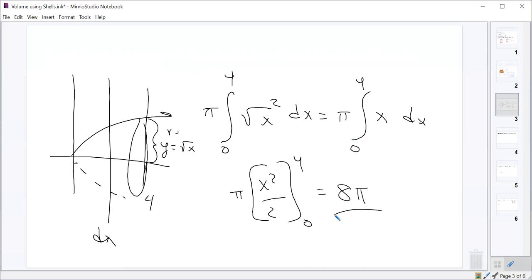And this particular problem was not easier to do using shells, right? But sometimes they will be. Sometimes it may be impossible for you to convert the variables from x to y in order to solve the problem using disks or washers. But you can leave them in the original variables that are given to you and use shells. That's a helpful tool to have. Just because it was not easier this time doesn't mean it isn't sometimes easier or necessary. Everybody good there?